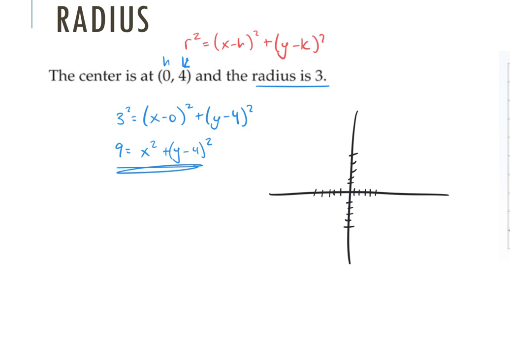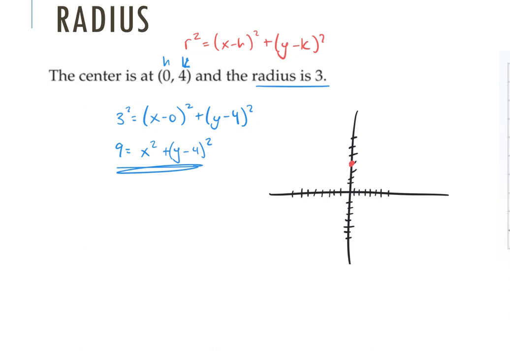And we're going to plot this. Always start when you're doing this with the center point. So I'm going to at first plot 0, positive 4, which is right here. Then you're going to plot the 4 cardinal points. Cardinal points are your north, south, east, and west points.